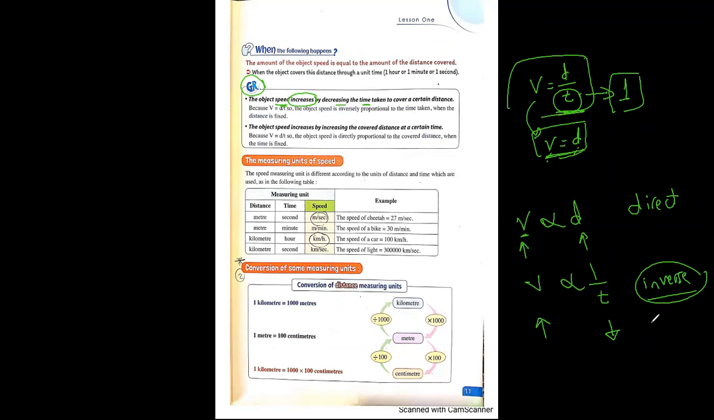Sama, the second question: the object speed increases by increasing the covered distance at a certain time. Why does the speed increase when the distance increases? Because it is directly proportional. Thank you. Hagar, we said the speed increases when the time taken decreases, why?